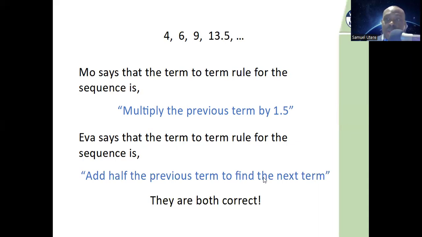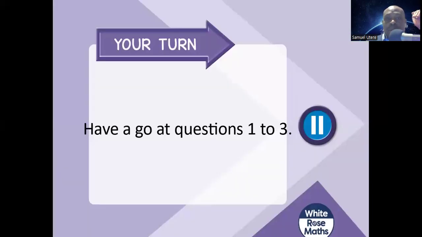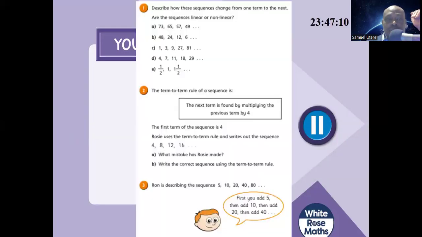So what you really need to know from these exercises is you can describe a sequence with more than one term to term rule. So let's say you're working in class or in a group with your mates and somebody else describes a sequence differently. Don't be surprised if you're both correct. Okay, I want you to have a go at questions 1 to 3. This should take you 5 minutes.